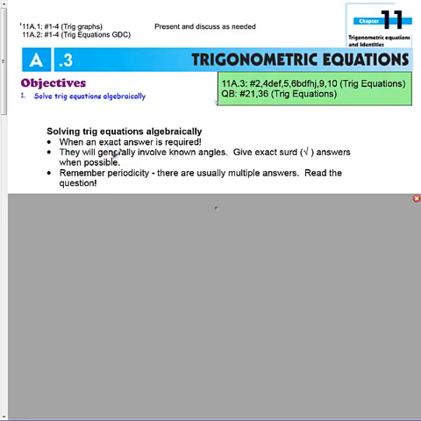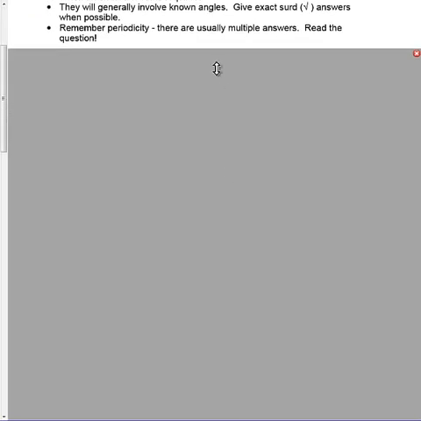Generally, these problems involve known angles because we know the sines, cosines, and tangents of multiples of pi over 6 and pi over 4, and the answers will involve square roots or surds. Remember periodicity, there's generally going to be multiple answers, and you have to figure out which ones of them fall in the desired domain. So let's take a look at a couple of examples.